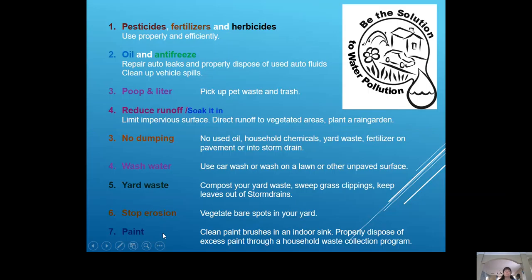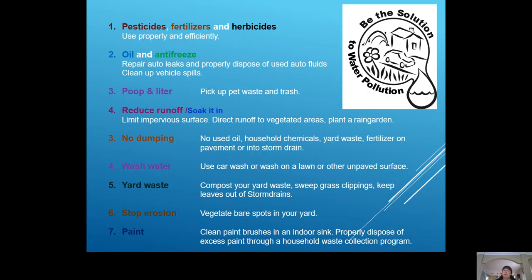Here are all sorts of ways, though, that you can prevent water pollution. Use all of those pesticides, fertilizers, and herbicides properly. You're never supposed to put them on the ground right before a heavy rain, okay? Please pick up your waste and trash. Please don't be a litter bug, all right?